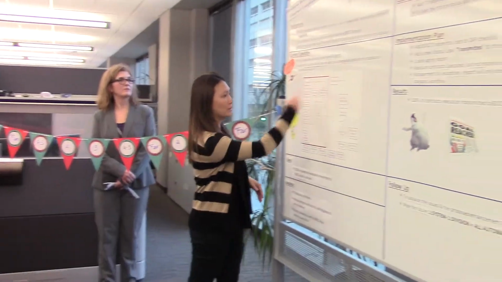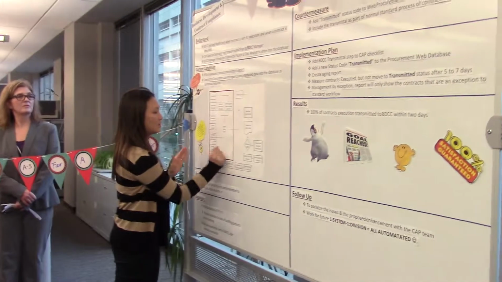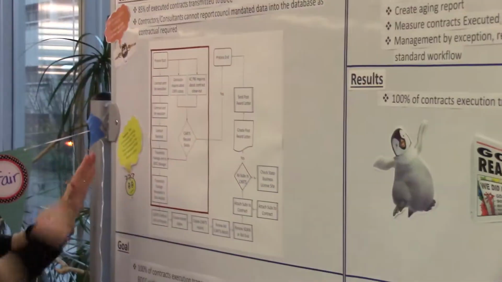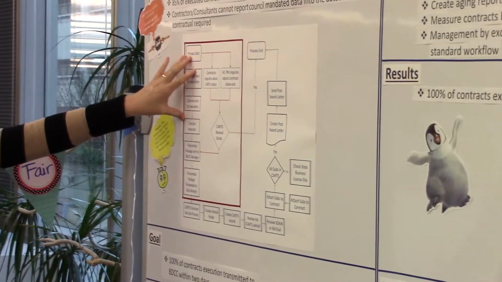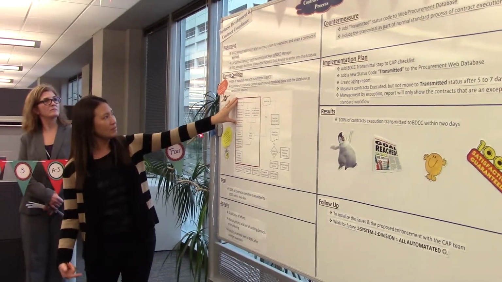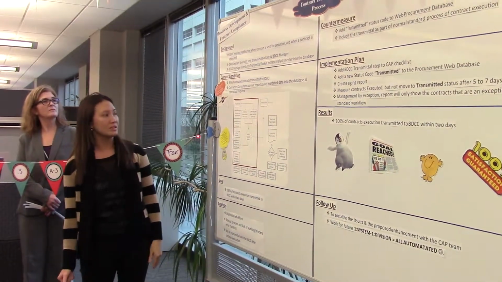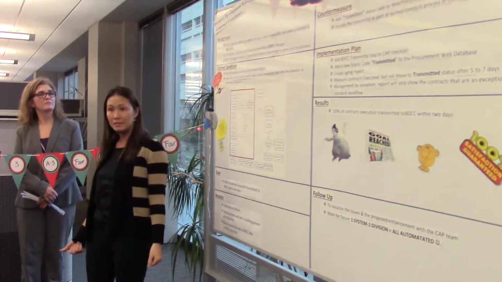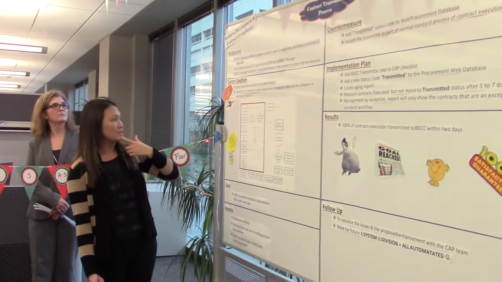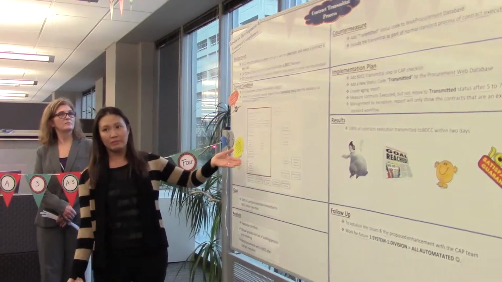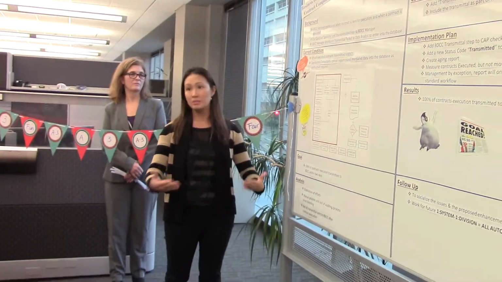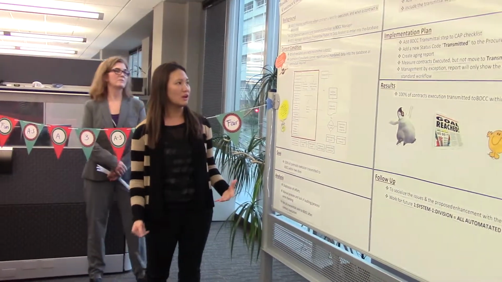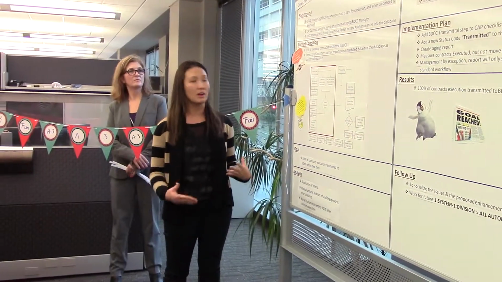Today, we are not going to talk about the whole process, but we just want to focus on this red area right here. The current condition is that an estimated 85% of executed contracts are transmitted to BDCC. The reason we say it's only 85% is not that the remaining 15% never come to us, but they are not transmitted to us on time.